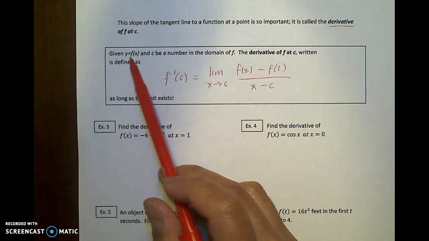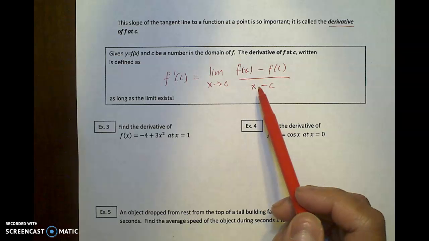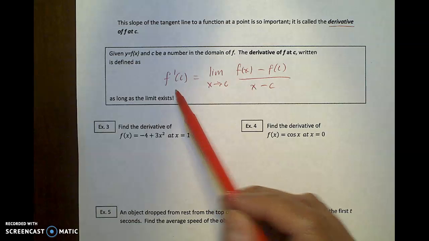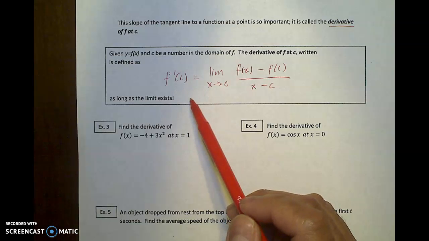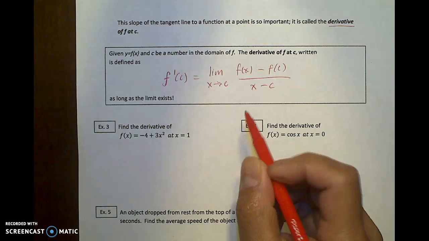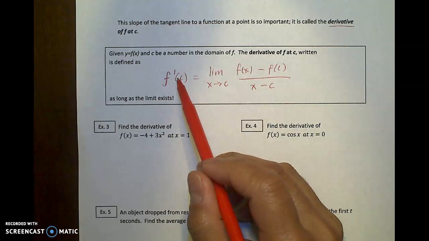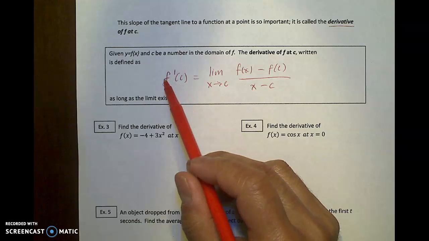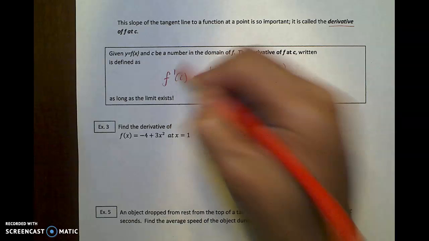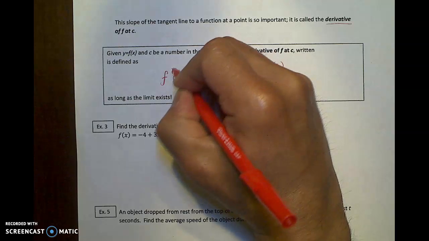Okay, so given y is equal to f of x and c being a number in the domain of f, the derivative of f at c is defined as this. So there's a slight change in notation. Now instead of using lowercase m as a slope, we're going to be using this notation, which means derivative. The derivative of the function at c. It's like a little apostrophe, the derivative, it's not a 1. We should write that slightly more clearly.